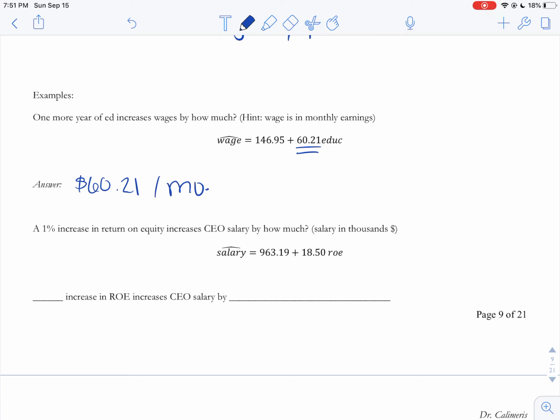A 1% increase in return on equity is going to increase CEO salary by how much? So then I get this estimated equation where it says my predicted salary. And salary is in thousands of dollars. And so my return on equity says a 1% increase in the return on equity is going to increase CEO salary by $18,500, okay? Because salary is in thousands of dollars, 18.5 times 1,000.